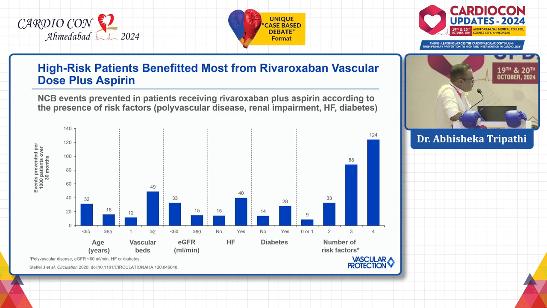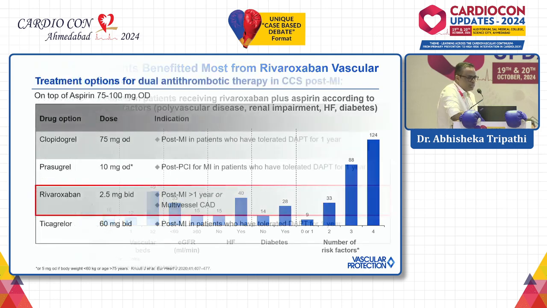If you see, if more than two vascular beds were involved, the benefit was more. If the patient had a history of heart failure or diabetes, and if you keep on increasing the number of risk factors, the benefit of rivaroxaban keeps increasing.